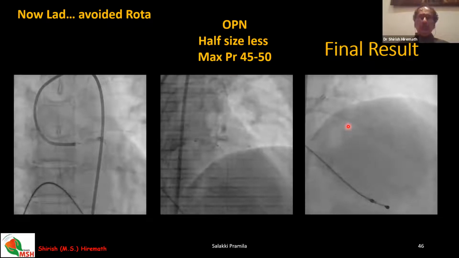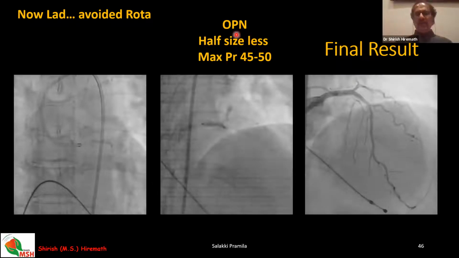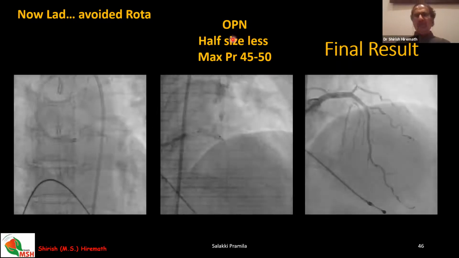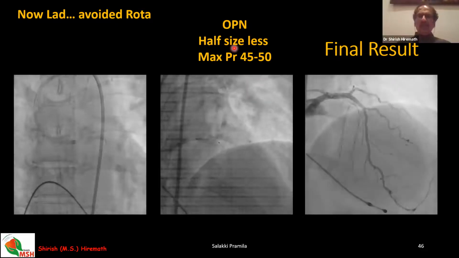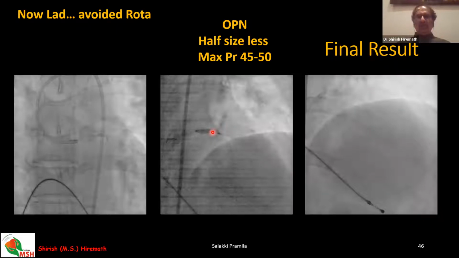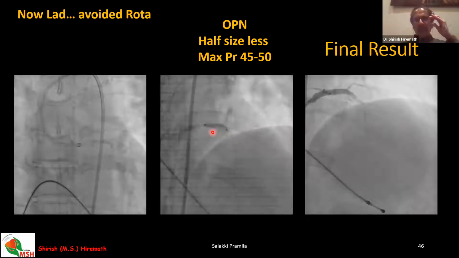So when you use this high pressure balloon, we generally use a size which is half size less than the vessel diameter. So if the vessel is 3, you take 2.5, and go to 4 atmospheric pressure first.